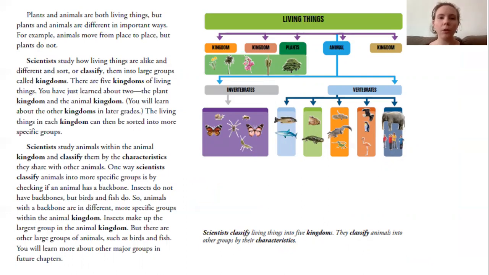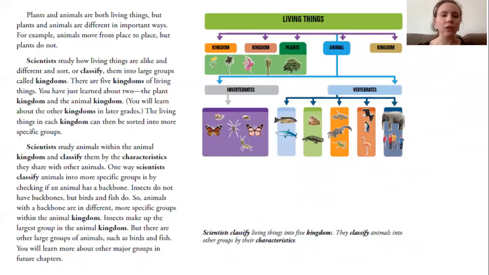For example, animals move from place to place, but plants do not. Scientists study how living things are alike and different and sort, or classify, them into large groups called kingdoms. There are 5 kingdoms of living things. You have learned about 2, the plant kingdom and the animal kingdom. You will learn about other kingdoms in later grades.